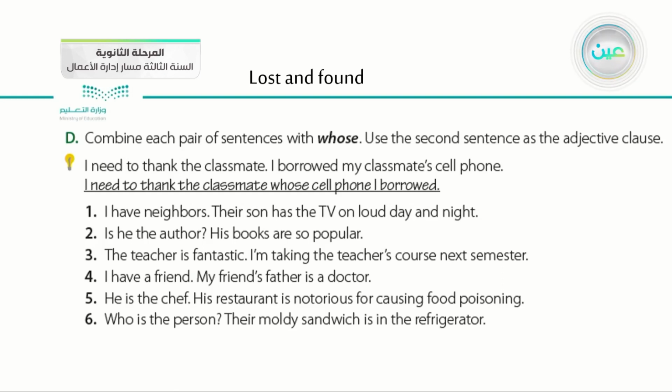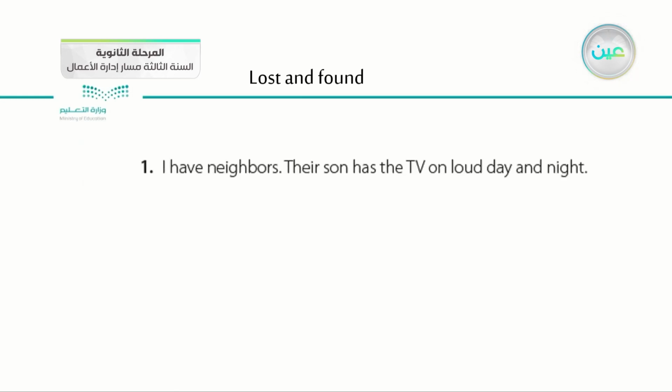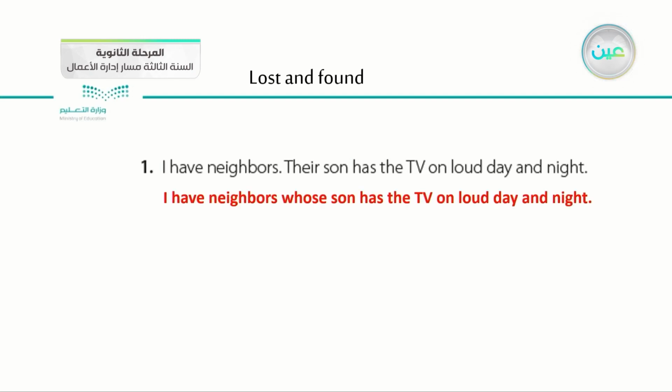Of course, here we have 1 to 6. We'll go over them together and see what we can do, guys. Number 1: I have neighbors. Their son has the TV on loud day and night. What do you think we can change in this part? I have neighbors whose son has the TV on loud day and night. So here we can start from the word whose. We can consider this as a subject, and then we have the rest of the sentence, which contains different parts, verb and object.